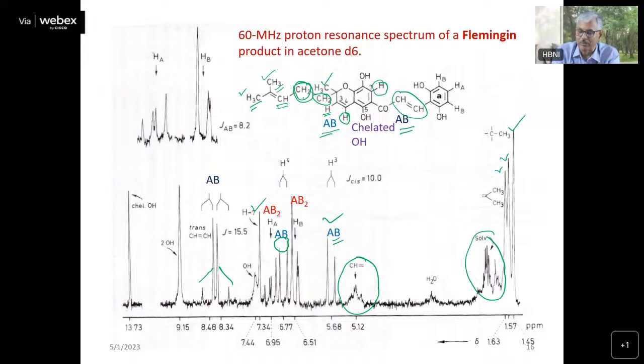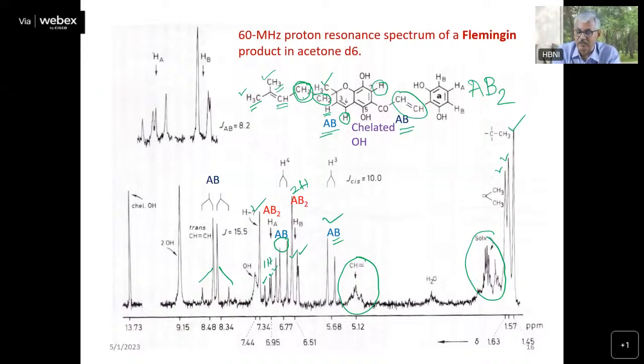And then you have this AB2 system, and you can see that this AB2 one peak is here and merges with this, and another doublet is here. So this corresponds to 2 hydrogens, this corresponds to 1 hydrogen.